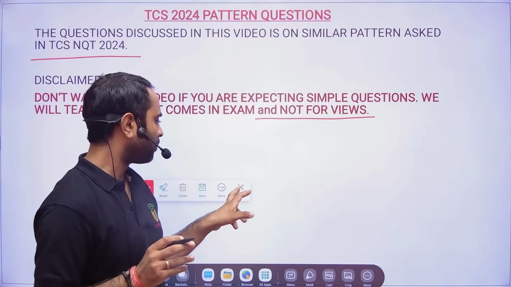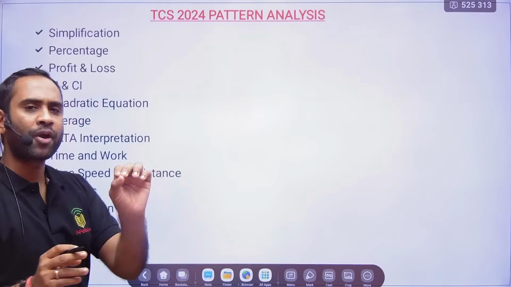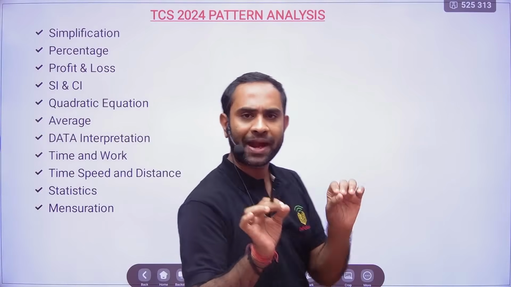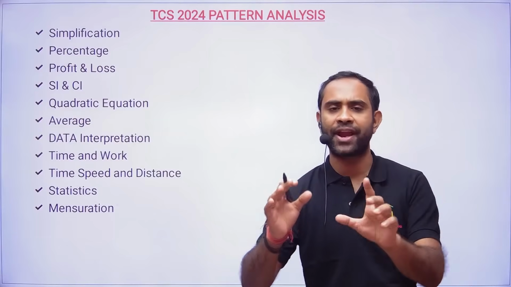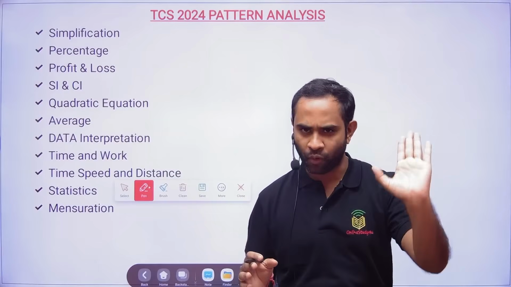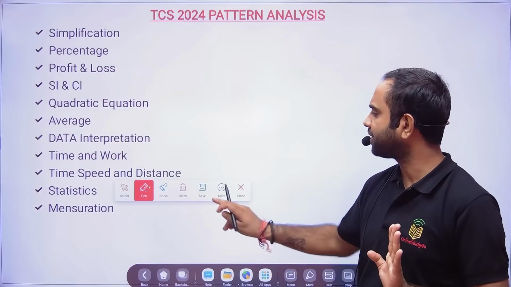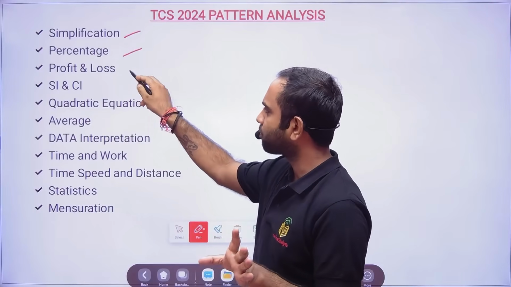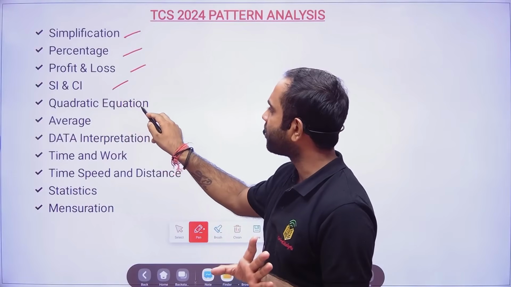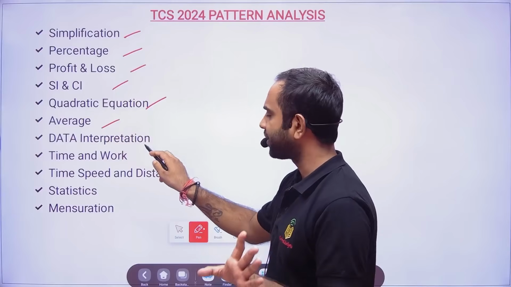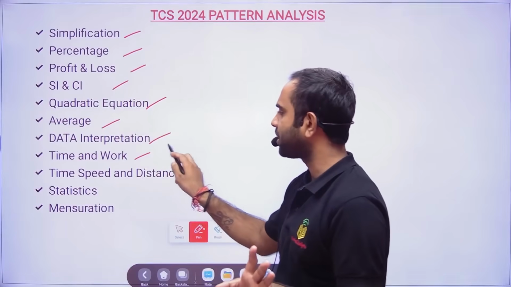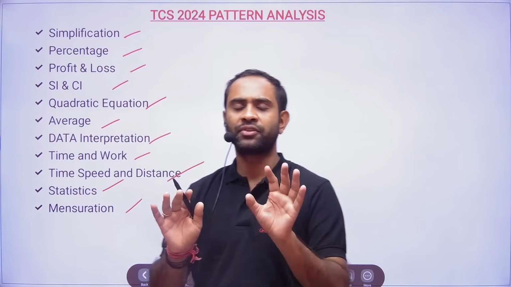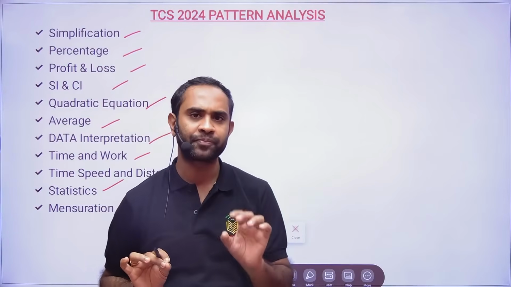Now, the important topics from Aptitude are here. And in this particular video, we are also going to provide you the coding questions, the coding cheat sheet, so that is also going to help you a lot. Simplification, percentage, profit and loss, simple and compound interest, quadratic equation, average, data interpretation, time and work, time, speed and distance, statistics, mensuration. These are very important topics from Aptitude.